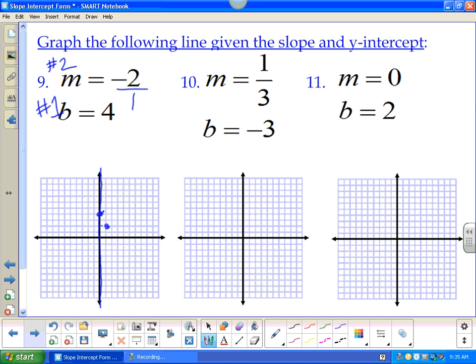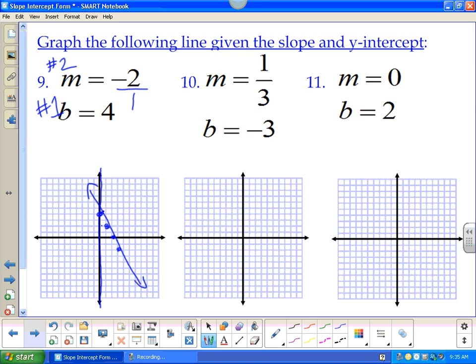And then because I have a hard time drawing a straight line, I'm going to do it again. Down 2, right 1. You can go again if you want to. You really only need 2 points. But I have found that the more points I have, the easier it is for me to draw a straight line. And as you can tell, I still struggle with that.